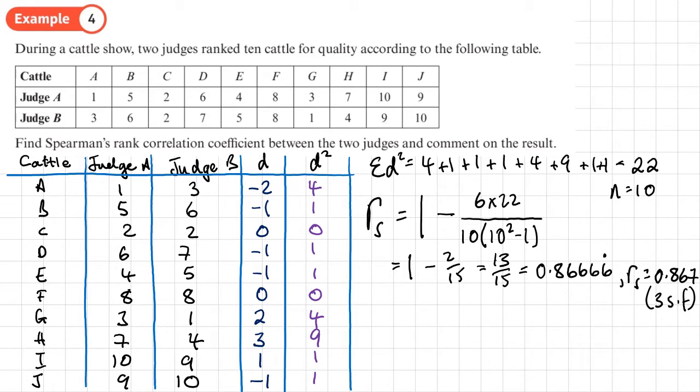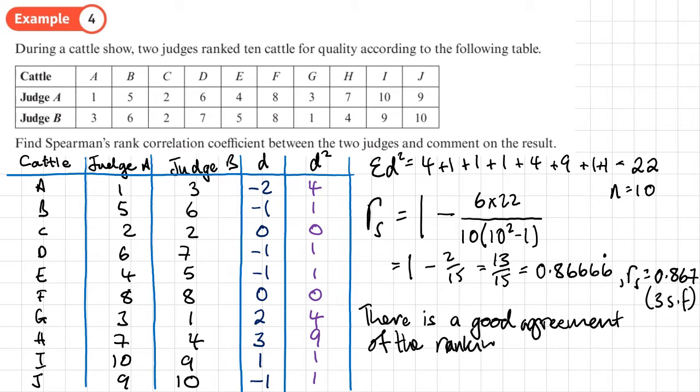And I'd probably say something like there is a good or even strong agreement of the ranking of the judges. And we could go on to say something about the judges' quality, the catalogue quality. Well, I suppose we don't really need to.